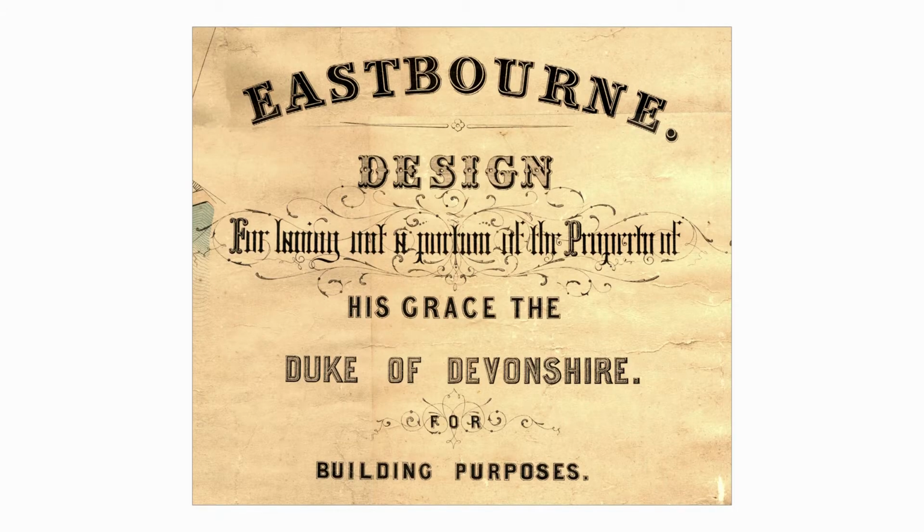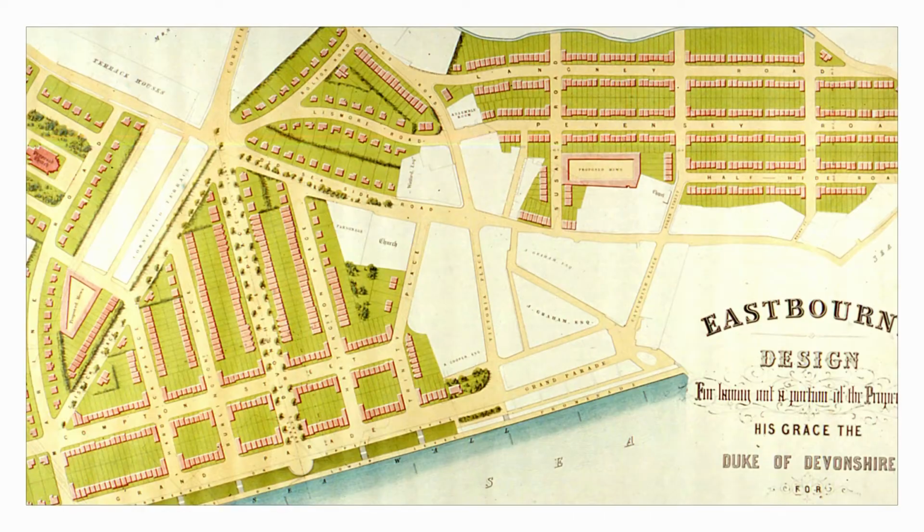But way back down on the coast at Eastbourne, we have this first design for the laying out of a portion of the property of His Grace the Duke of Devonshire for building purposes. And here it is. And this is a proposal for a development on the estate of the Duke of Devonshire. Remember, he was only 1 year into the job of 7th Duke when this plan was produced. So this is the 1859 plan, and you could use it as a map to find your way around nowadays.